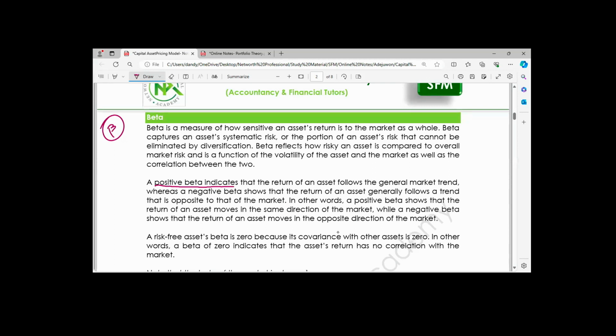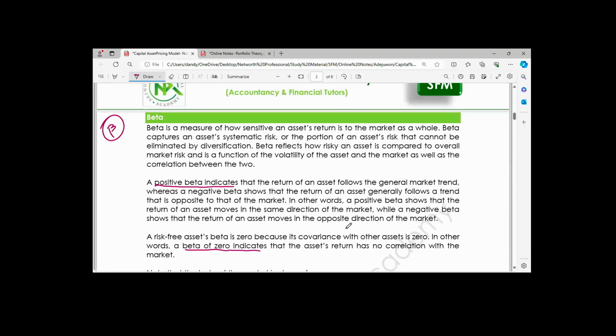Then the zero beta indicates that there is no relationship between the asset return and that of the market. So a zero beta indicates that the asset return has no correlation with that of the market. That means the asset return is risk-free. There's no risk attached to it. That's the implication.